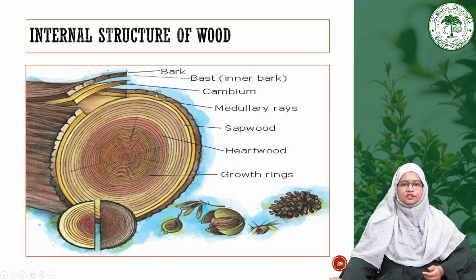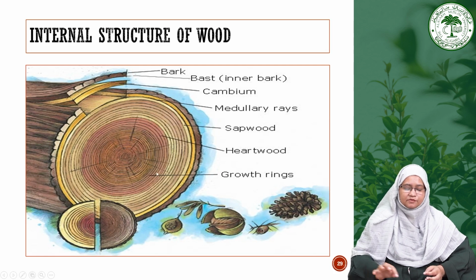If we see a wood, it has an outer layer, that is the bark, then an inner bark, which is termed the bast, then the cambium, which is actively dividing cells. Then you can see the medullary rays, then the outer wood, termed the sapwood, which is inactive, and the heartwood, which is active in nature, and you can see the number of growth rings according to the different types of seasons that are separated out.